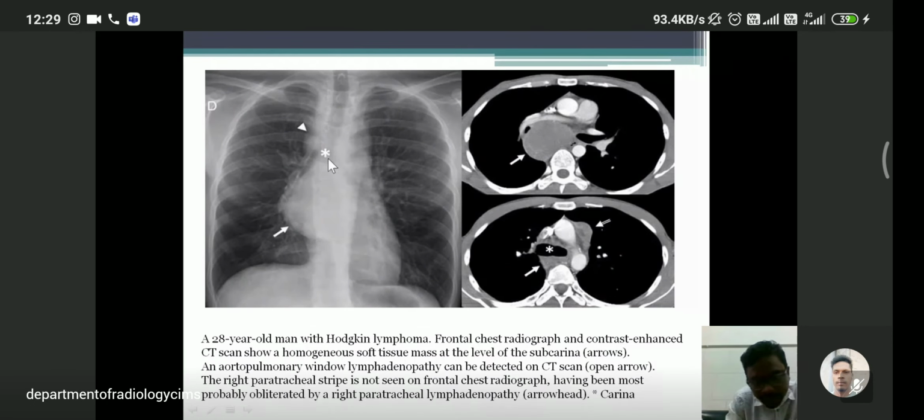Here's another lesion. We can see there is a trachea. It's the right branch, this is the left branch, this is the subcarinal region. In the subcarinal region, we can see there is a large, well-defined mass lesion. And also there is a widening of the right paratracheal stripe. So this is the case of the lymphoma. And on the CT, we can see there is a large nodal mass.